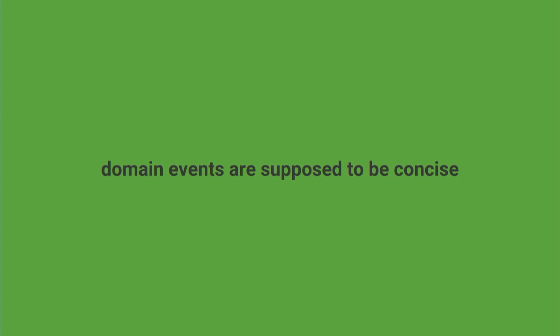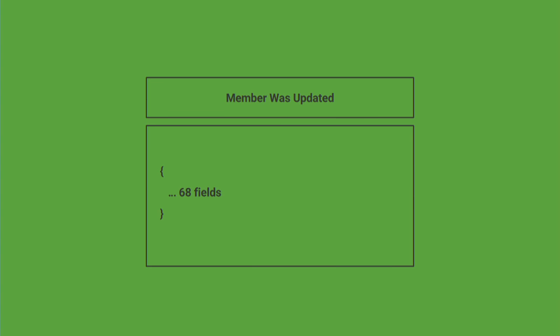So these domain events are supposed to be very small. Not something like "member was updated" with 78 or however many fields in there, because this doesn't tell us anything. If we look at this, well, the member was updated, but we have no clue what was actually updated. We would have to dig into the data and try to understand these patterns. That is all going to cost us time, so why not just store the correct events?